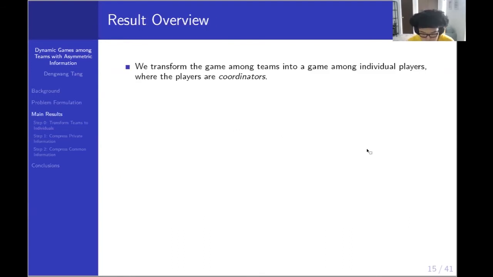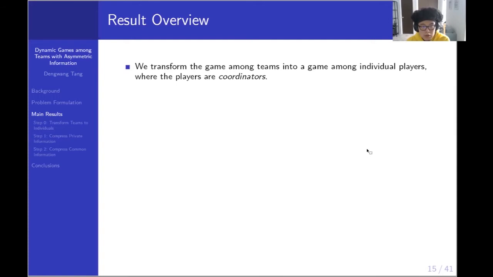So before we jump into our results, let's have an overview of our results. Sorry, Dengwang, could I ask a question on the previous slide? So are you not assuming there is some form of sequential rationality?